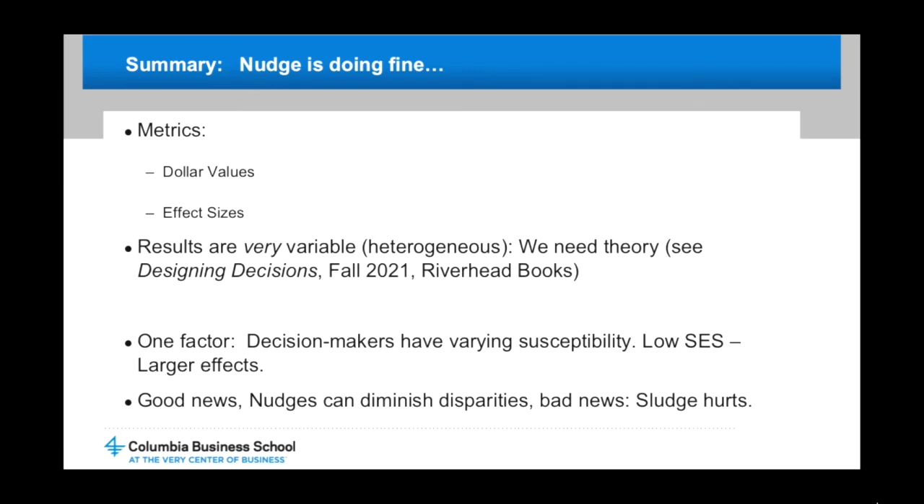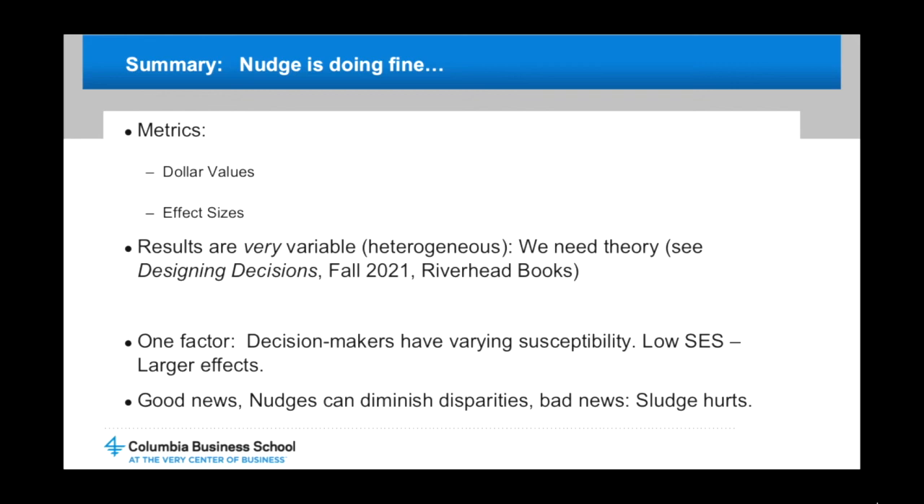People in previous talks have used the term sludge for bad choice architecture, bad nudges. Well, sludge hurts the poor more. If you recall that graph, basically, it actually hurt them more than providing no default at all. So that, I think, is a very important takeaway.